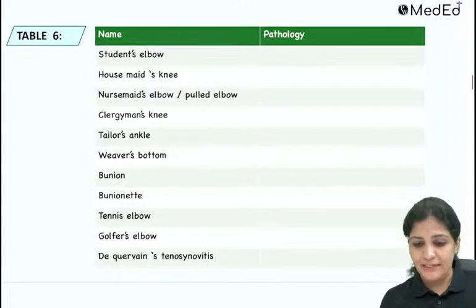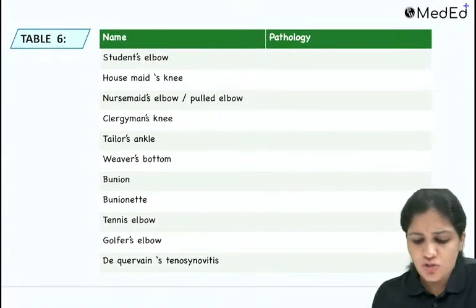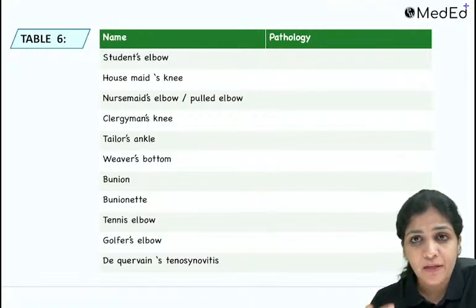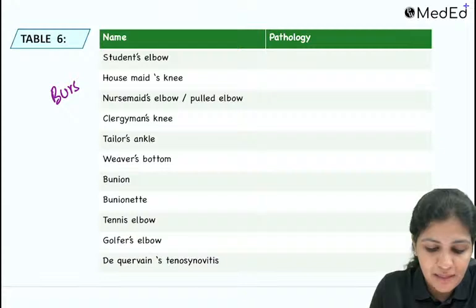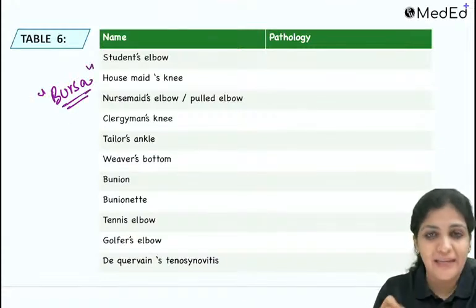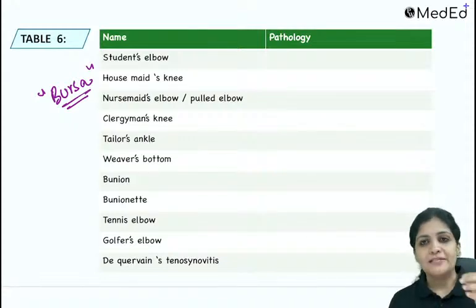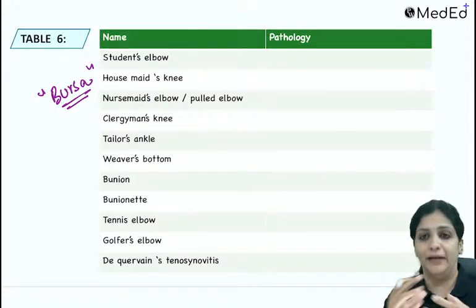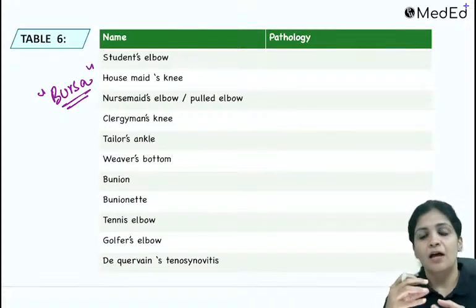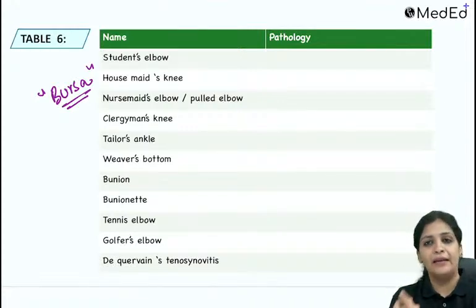Okay, now we are done with the tests and all. This is something which is easy to remember. So what is student's elbow? Student's elbow is a type of bursa. If you see, there are various bursa in the body at various areas. So what actually is this bursa? Bursa is nothing but a structure which is present to decrease the friction of movement. Whenever the tendon is overlying that bursa, it reduces the friction between the movement of the tendon or any ligament like that.